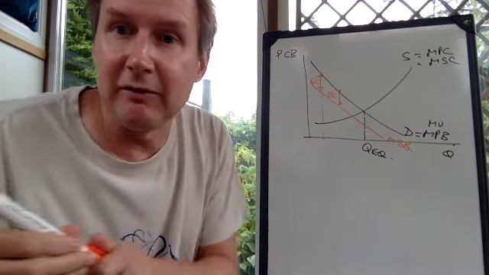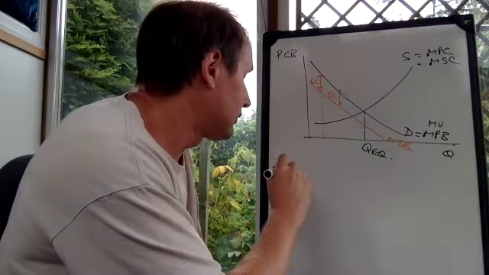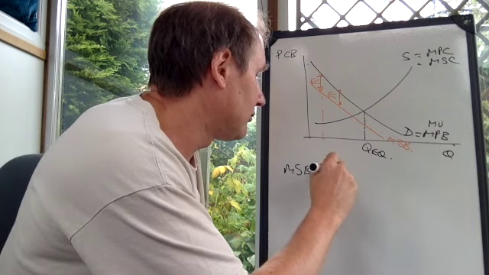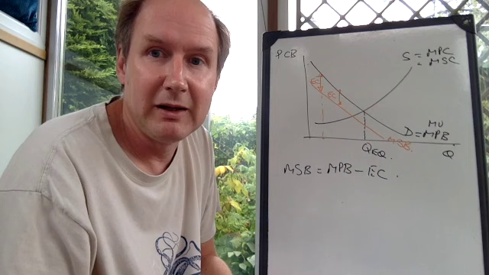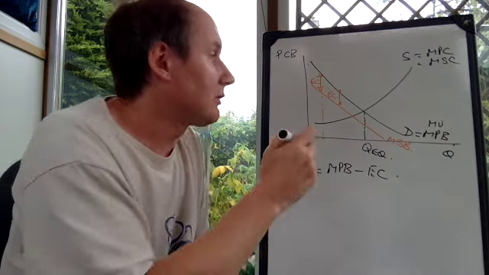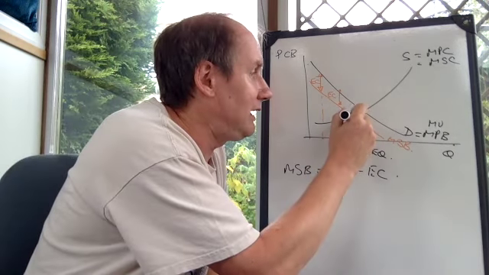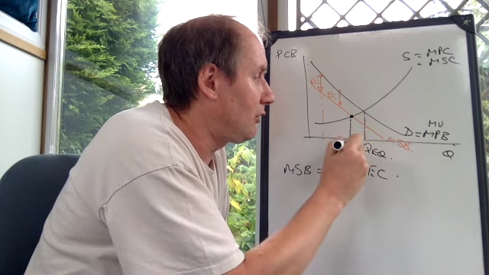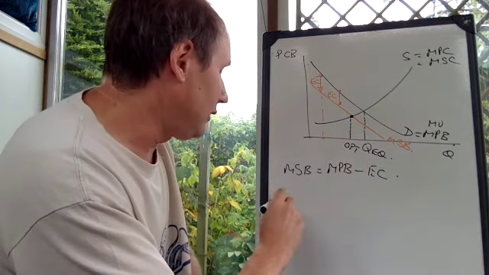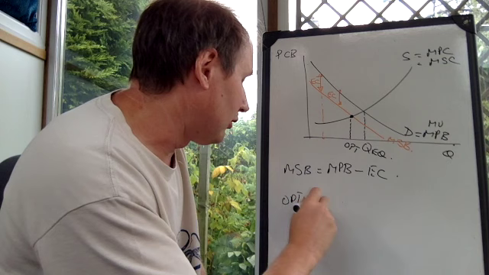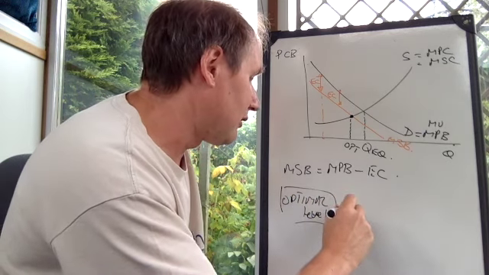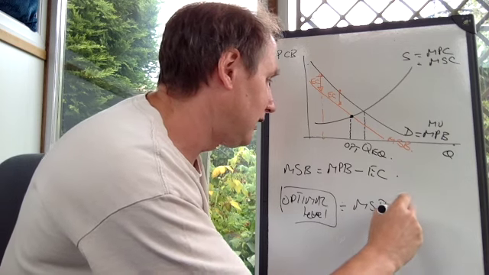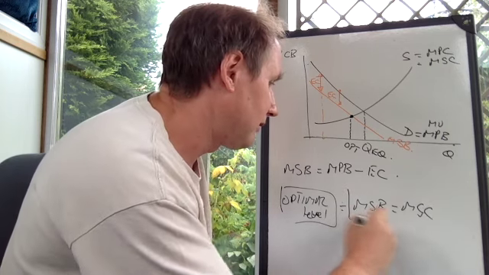What we're saying, as well, we wrote this before, is that the marginal social benefit is equal to the marginal private benefit minus the external cost in this case. So as a result, the socially optimum level is here. The optimal level of consumption occurs where the marginal social benefit equals the marginal social cost.